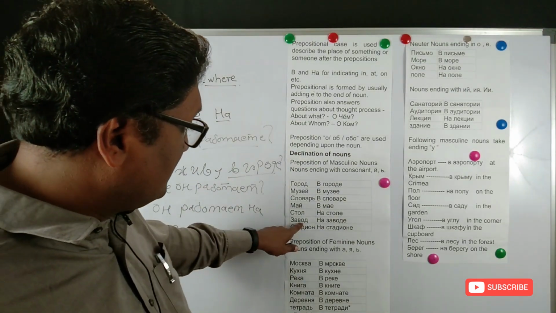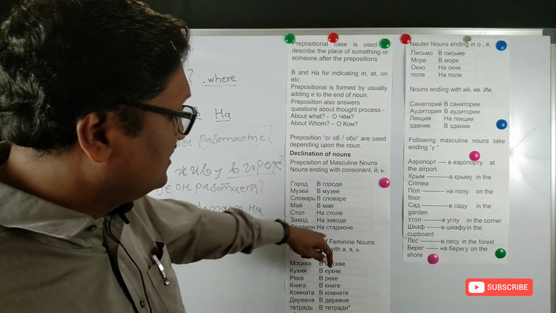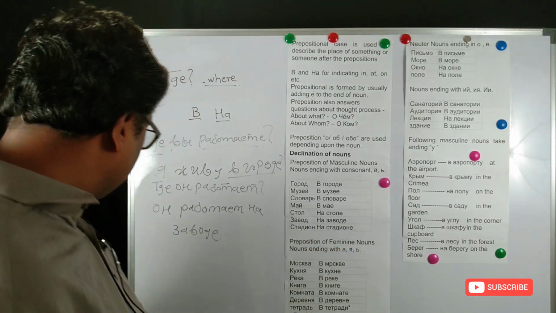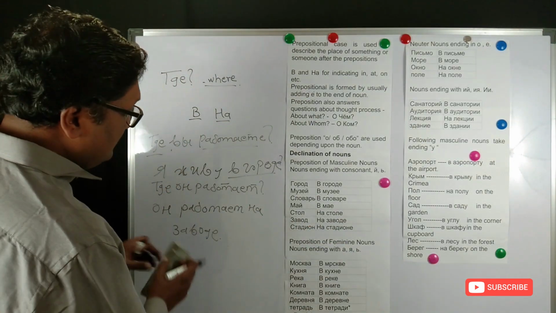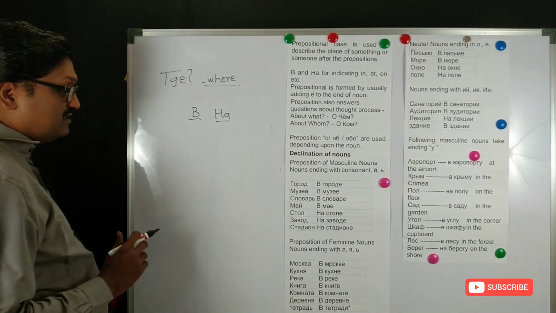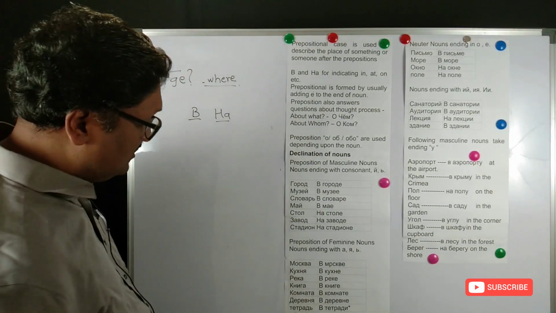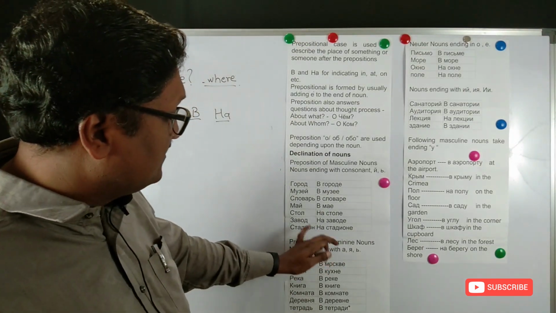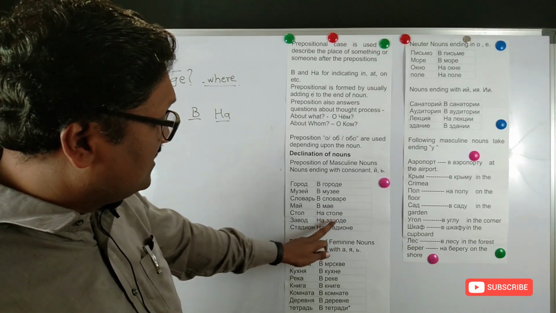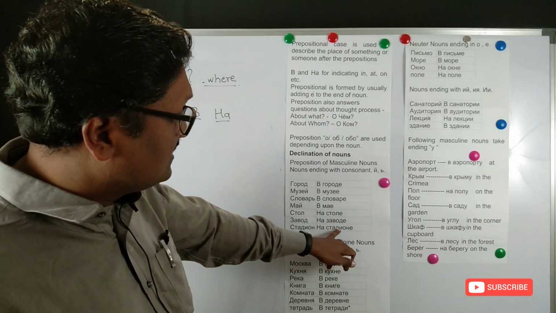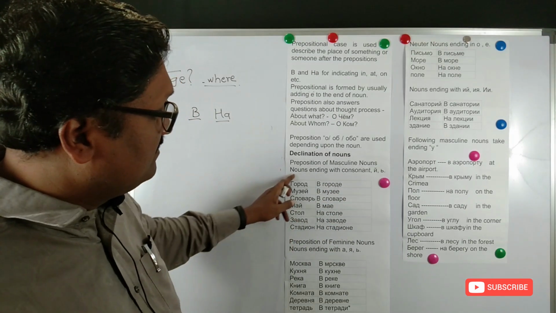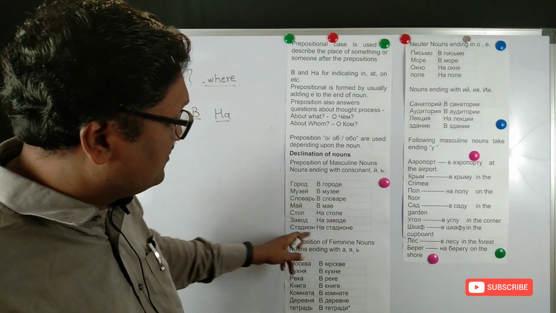Zavod na zavode, stadion na stadione. Gde igrayut deti? Deti igrayut na stadione. Oni igrayut v futbol na stadione. In the stadium, at the factory, at the stadium. Zavod na zavode, stadion na stadione. See, this is the behavior of masculine nouns in the prepositional case.